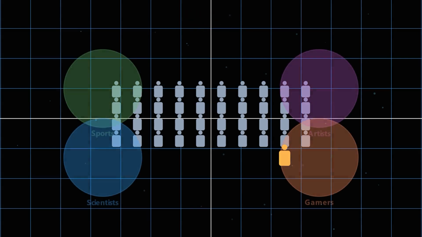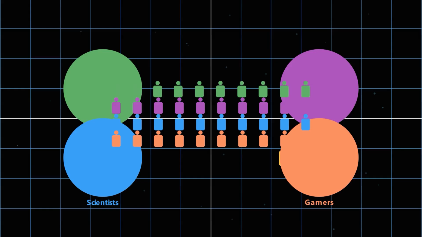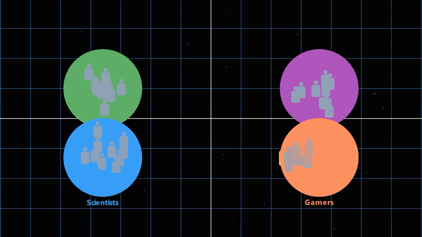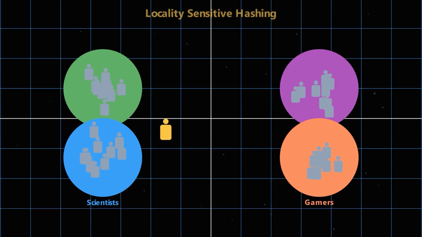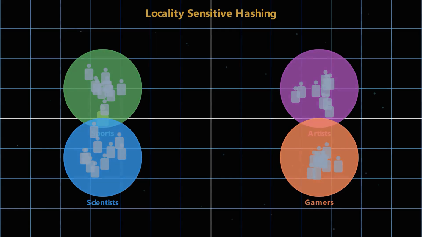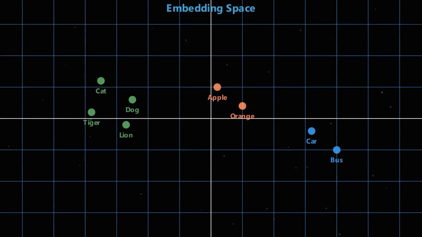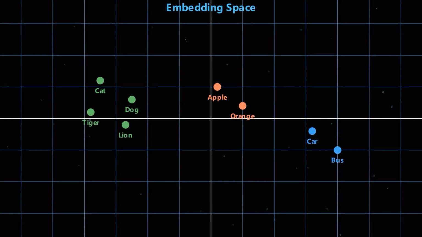Now imagine someone groups similar students together first. Suddenly, instead of searching the entire classroom, you only search inside one small group. That's the central idea behind locality-sensitive hashing. Inside a transformer, words aren't stored as text anymore. They become vectors living inside a high-dimensional mathematical space. Similar words naturally move close to each other.